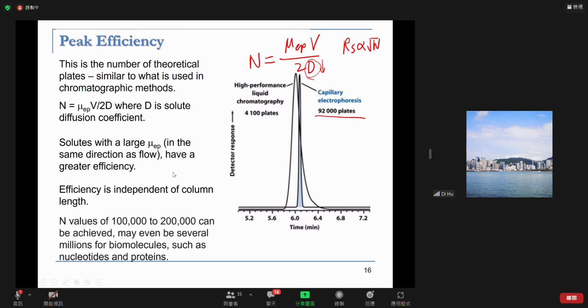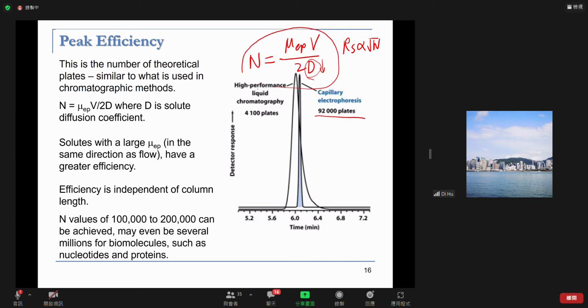So, efficiency is independent of column length, because here we did not see any term of the length, only diffusion coefficient, voltage, and electrophoretic mobility. An N value of 100,000, 200,000 can be achieved, may even be several million for biomolecules, because they have relatively small diffusion coefficients. The peak efficiency for capillary electrophoresis also generally follows the ABC terms.